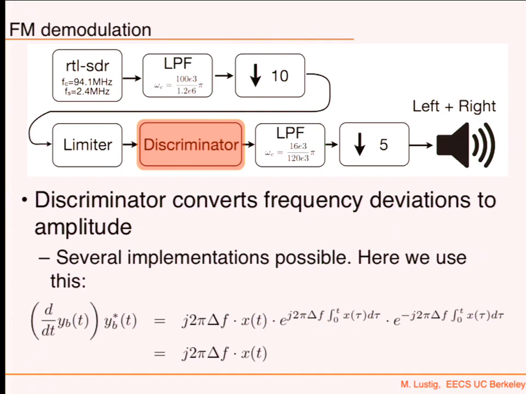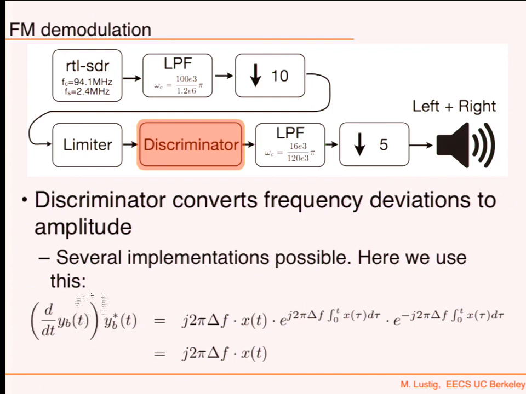There are many ways of implementing this in DSP. You can use a phase lock loop. There's an almost infinite number of ways that you can do this. The one way we're going to do this is using this relationship. I take a time derivative of my signal, and then multiply by the conjugate of my signal.